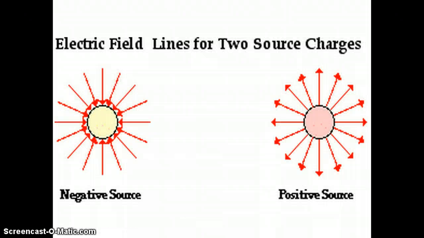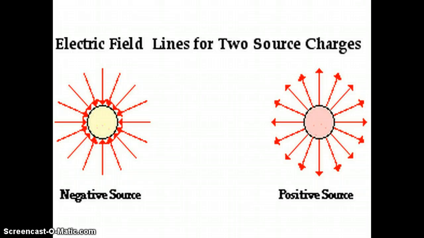The electrical field is defined as the electrical force per unit of charge. The direction of an electrical field is the direction of the force it would exert on a positive test charge. Since the electrical field is a vector quantity, it can be represented by a vector arrow.